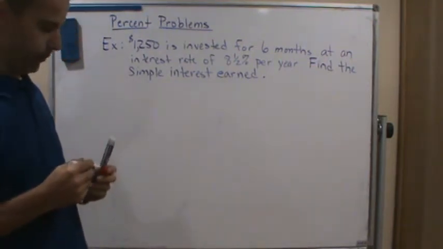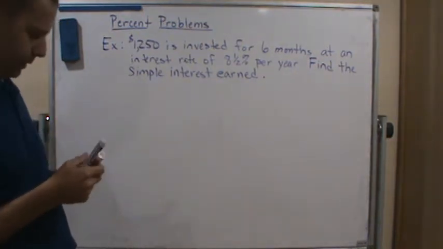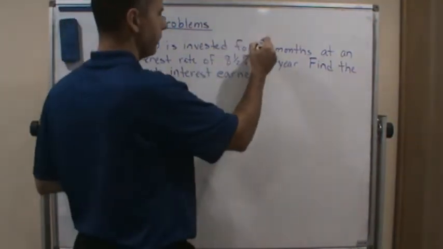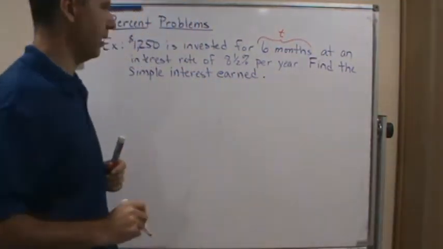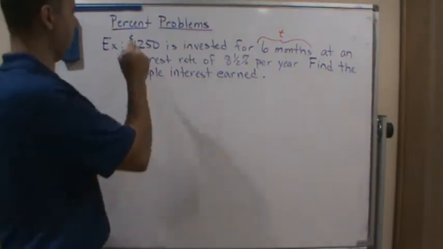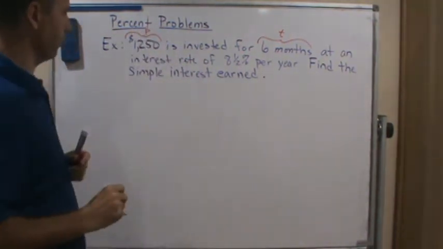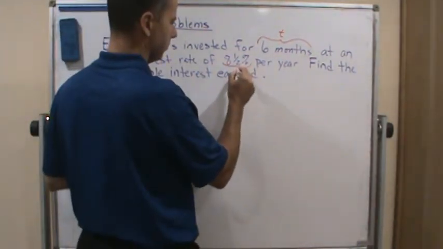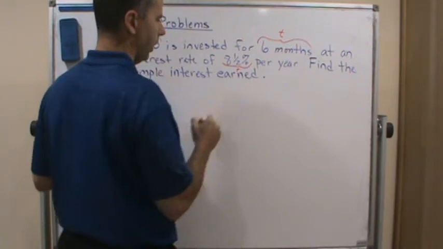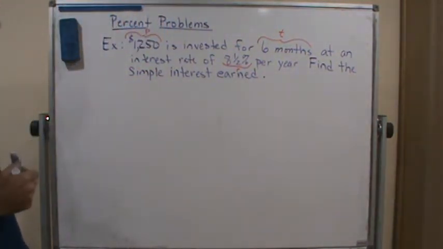Now, the first thing you notice is, what's the time period? The time period, so this is our T. Okay, that's the time period. This is our principal. Okay, and this is the interest rate, R. And we want to know what the interest is.